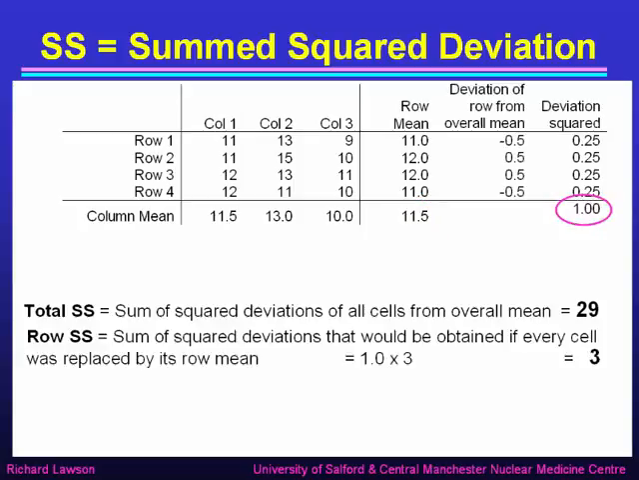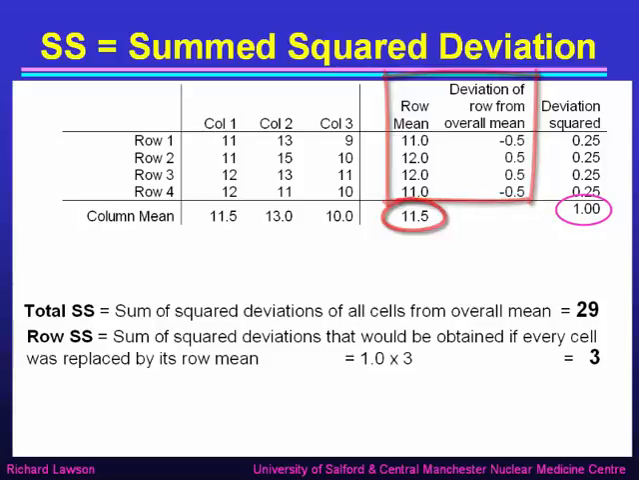Then there is something called the row sums of squares. This is the sum of the squared deviations that would be obtained if every cell was replaced by its row mean. So for example, if we look in the first column, we've got 11, 11, 12, 12. If we replaced those by their row mean, we'd get 11, 12, 12, 11. Now, in calculating the difference from the overall mean, we can see that 11 has a difference of minus 0.5, 12 has a difference of plus 0.5, 12 is plus 0.5, and 11 is minus 0.5.